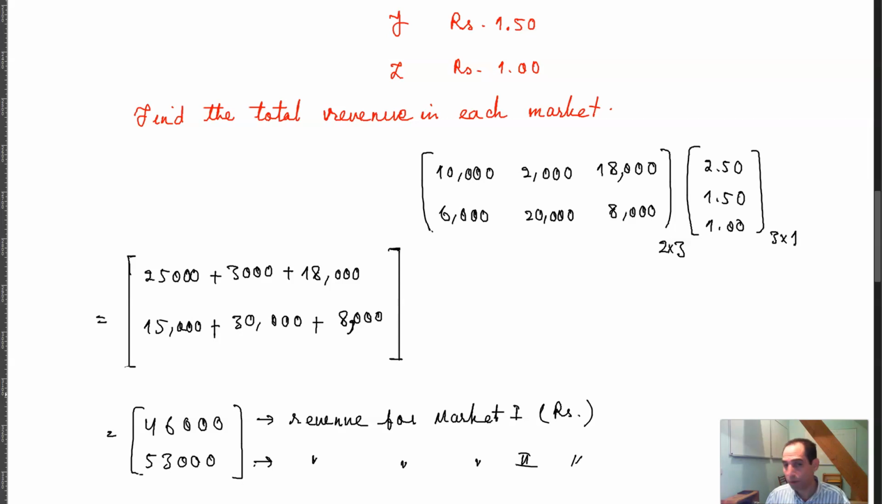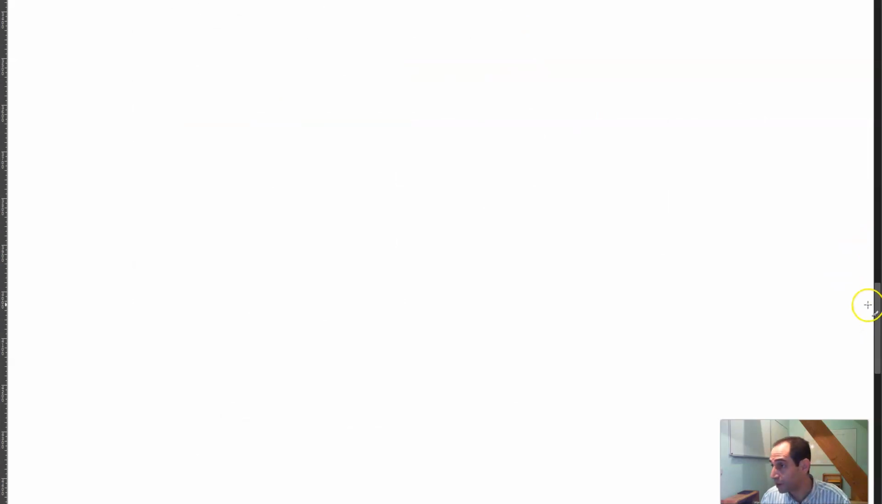$46,000 and $53,000, right? The part 2 of this question is: if the unit costs of the above 3 commodities are 2.00, 1.00, and 50 paisa respectively, find the gross profit.